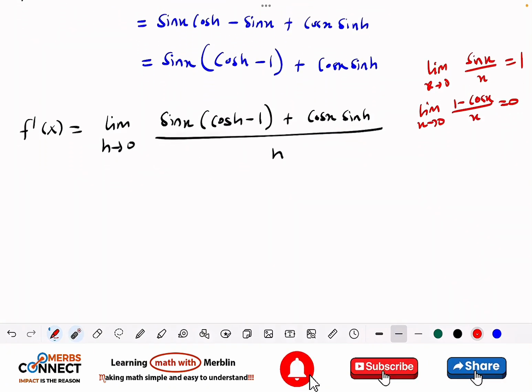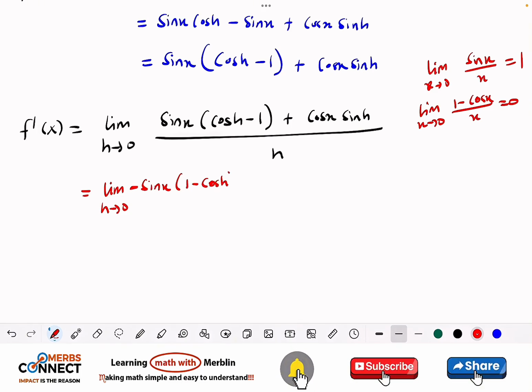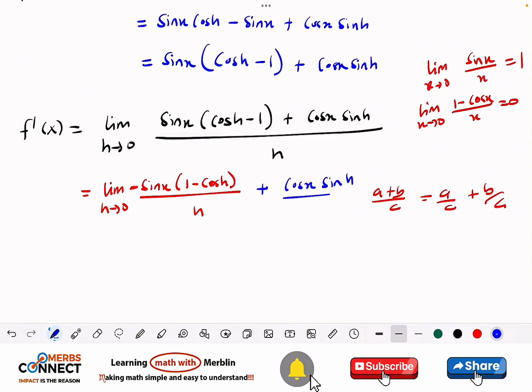So let's do that. Now the limit here can be written as this: the limit as h is approaching 0 of sine x. Now here I can factor minus out because I need 1 minus cos, not cos minus 1. So when I factor minus out, this becomes minus sine x times 1 minus cos h divided by h, because I want to split this one from this, because I know that a plus b divided by c is the same as a over c plus b over c. So this will be plus then cos x sine h divided by h.